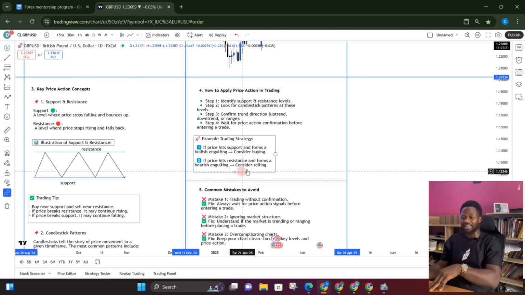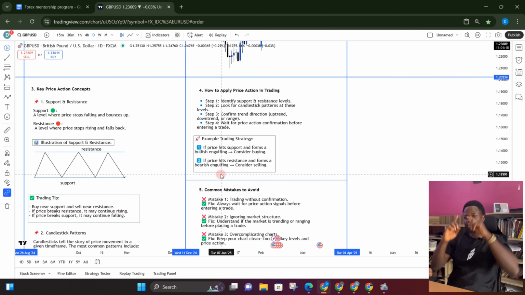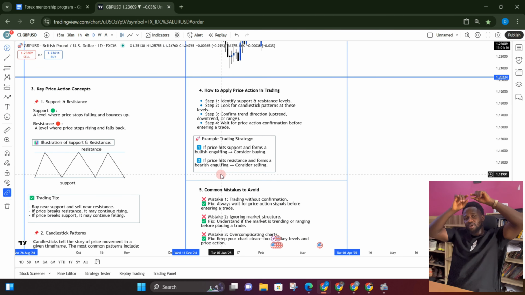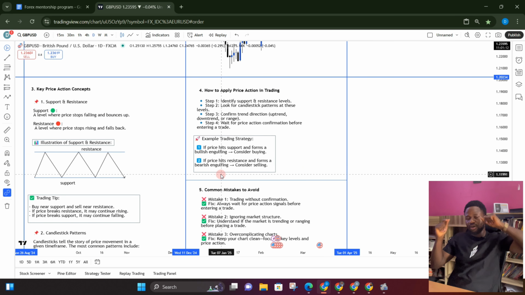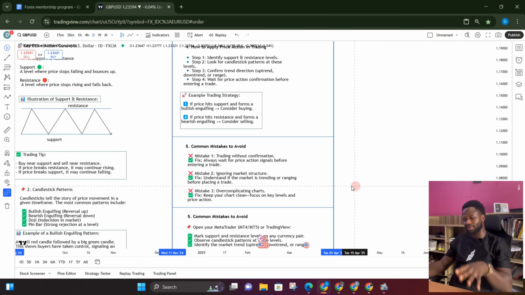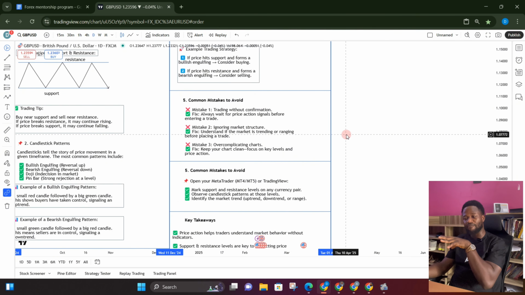Or if price hits resistance and forms a bearish engulfing candle, it hits the resistance up, and a green candle is swallowed by a big red candle, I will consider selling. All right, that is just basically everything. So here are some mistakes to avoid when you are using this in your trading.